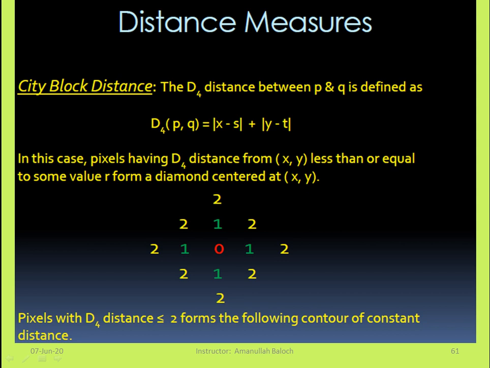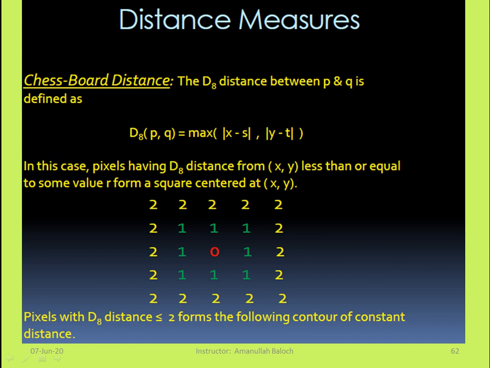If there are more pixels in this image, then these pixels have D4 distance less than or equal to 2. All these pixels lie at a distance less than or equal to 2. This pixel is 0, this is at distance 1, this is at distance 2. All the pixels have distance 0, 1 or 2, not more than 2. So the D4 distance of this pixel is less than or equal to 2.